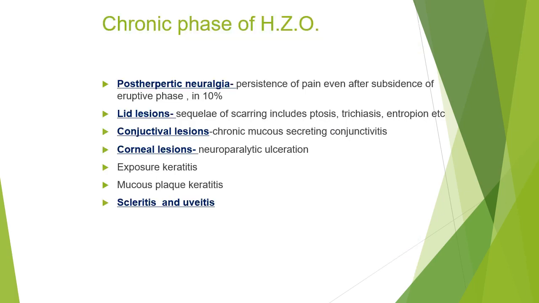In the chronic phase, there is post-herpetic neuralgia, with very severe excruciating pain, which is more experienced during the night. There is also neuroparalytic ulceration, because the sensation is lost and the patient is sometimes unable to close the lids. At that time, such kinds of ulcers will be seen.